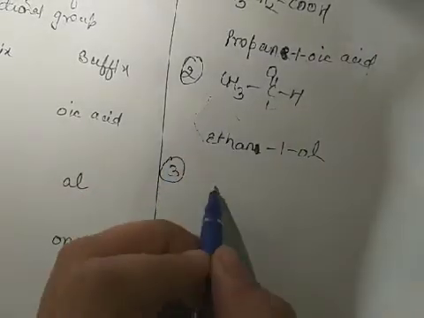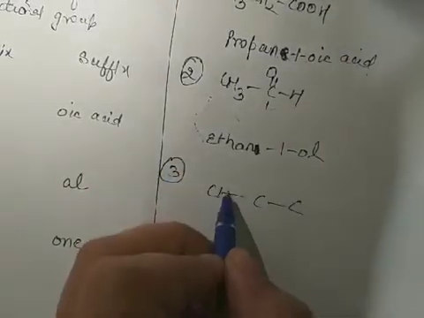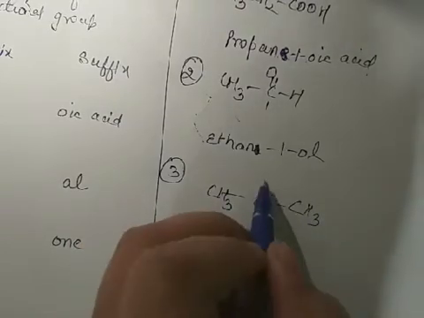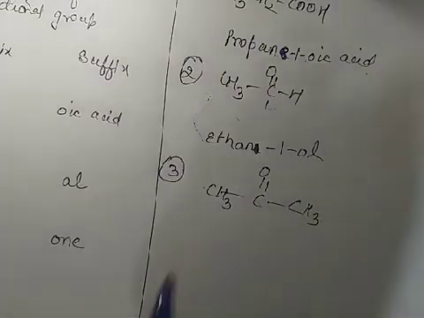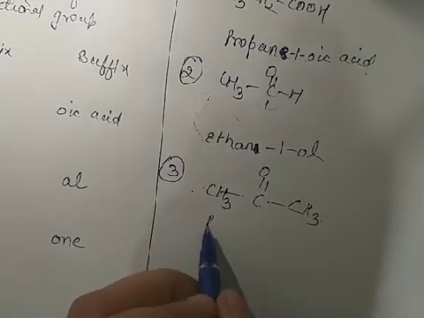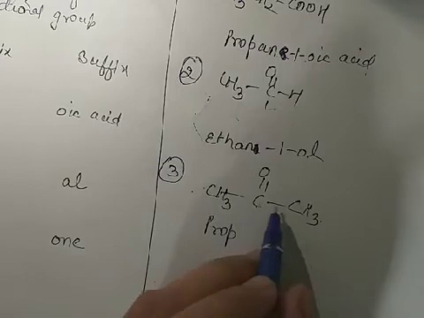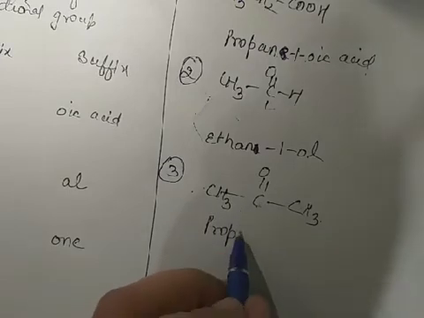Right? Now let's take another example, number 3. CH3 C double bond O. So how will I start naming it? It has meth, eth, prop. All carbons are singly bonded. Propane.